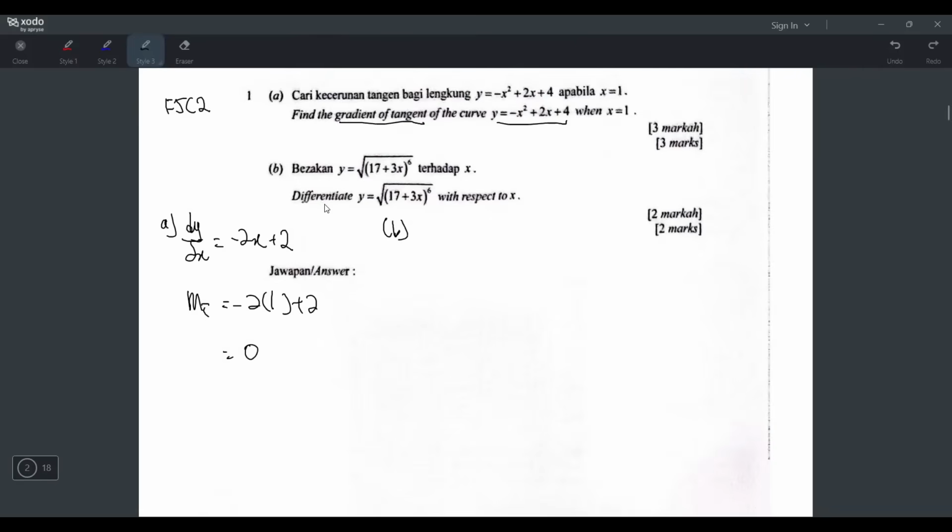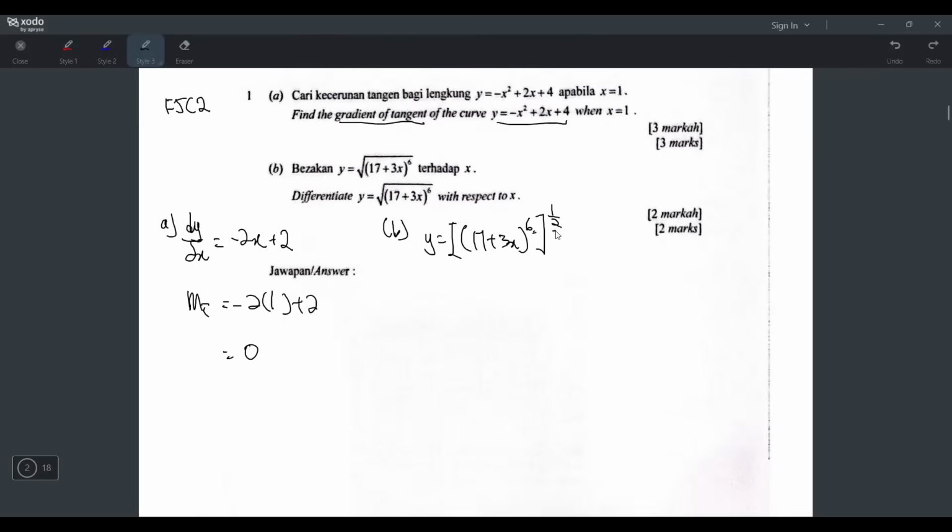Okay, let's do B. Differentiate y equals square root of 17 plus 3x, power 6, with respect to x. So y equals, okay, when you differentiate, kalau boleh expand, you expand dulu. If you can expand, kembang, you kembang dulu. So this one, power 6, definitely I cannot expand. But square root is actually power 1 over 2. So we can write it like this, 17 plus 3x, power 6, and then big bracket, power 1 over 2. Yeah, square root is power 1 over 2.